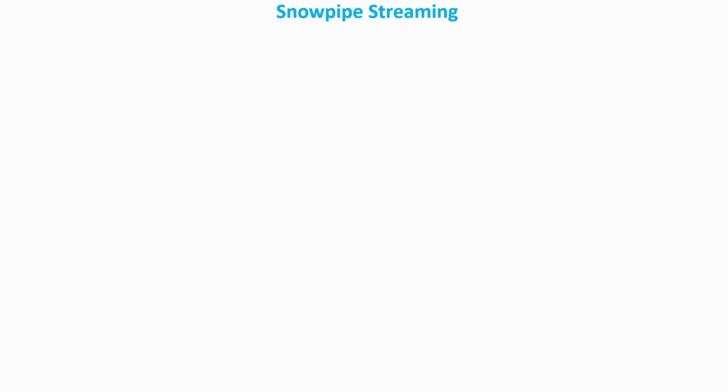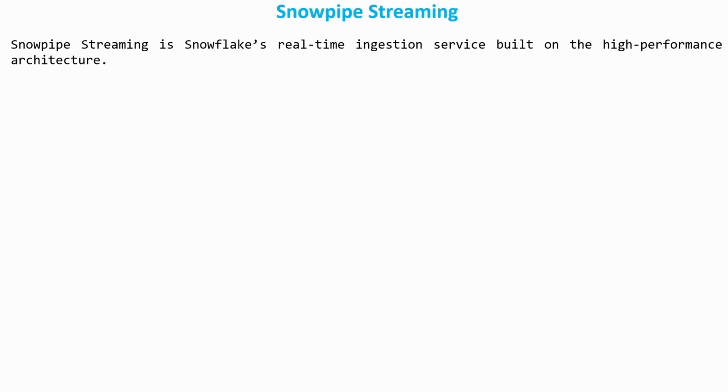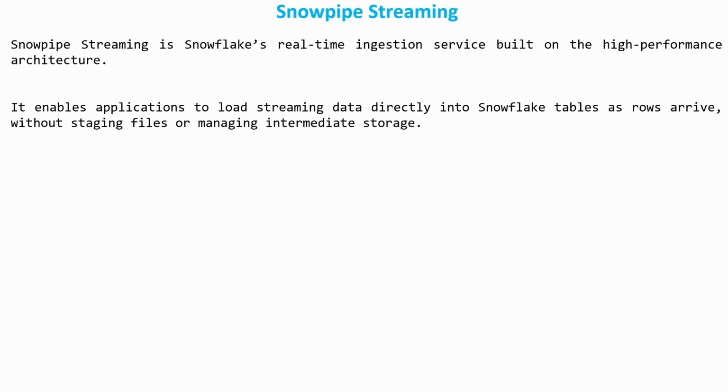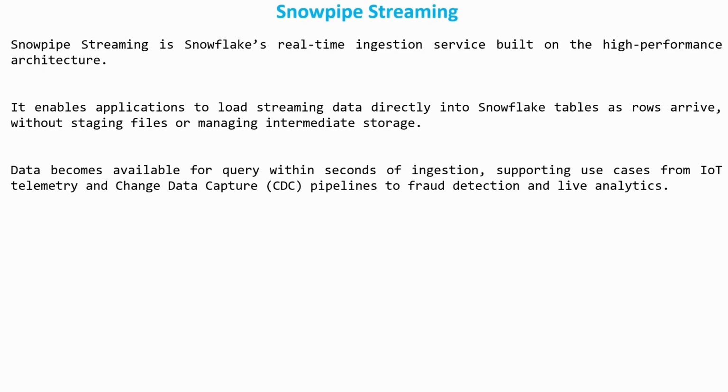Let's now discuss Snowpipe streaming. Snowpipe streaming is Snowflake's real-time ingestion service built on a high-performance architecture. It enables applications to load streaming data directly into Snowflake tables as rows arrive, without staging files or managing any kind of intermediate storage. Data becomes available for query within seconds of ingestion, supporting use cases from IoT telemetry and CDC pipelines to fraud detection and live analytics.